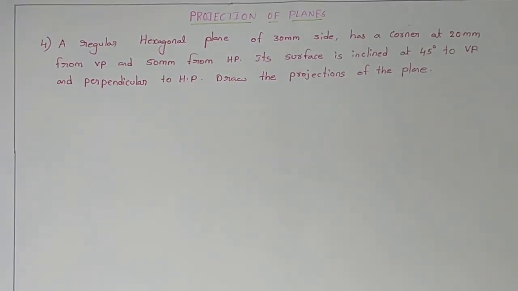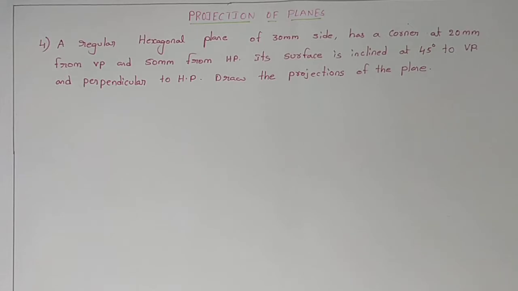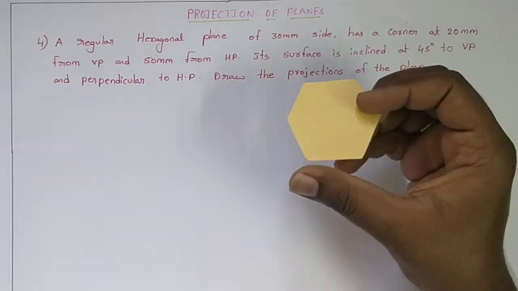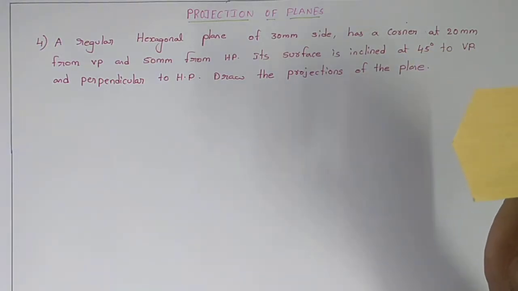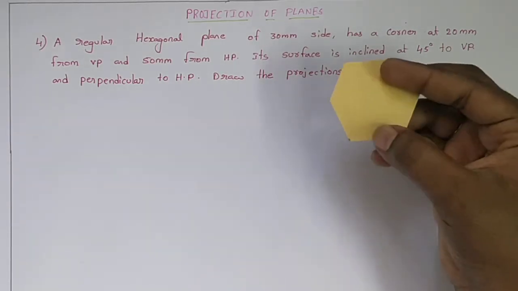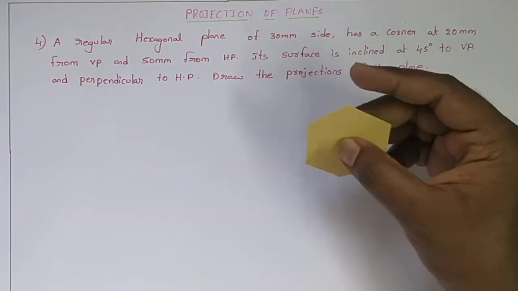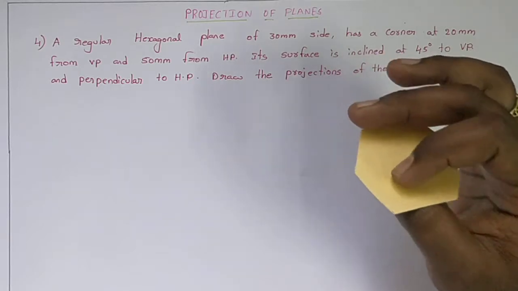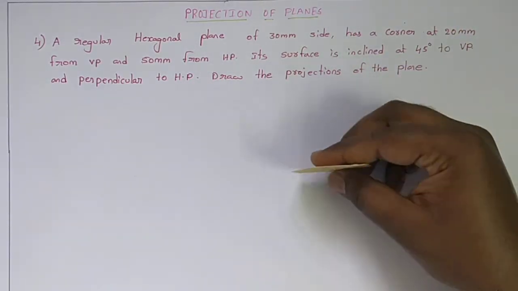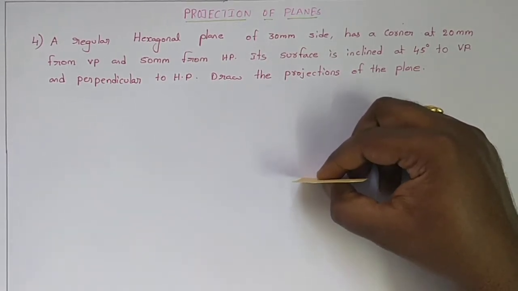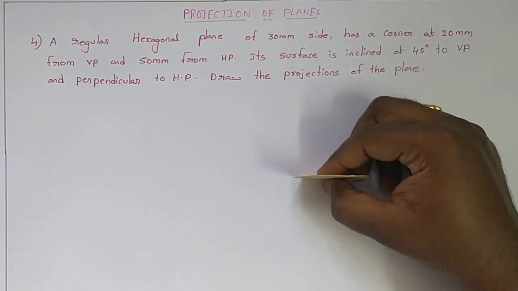Here, first we need to identify the shape of the object. The shape of the object is a hexagonal plane having 30 mm side. It has a corner at 20 mm from VP and 50 mm from HP. Suppose I take one corner, this corner base having one corner. This corner is 20 mm from VP.